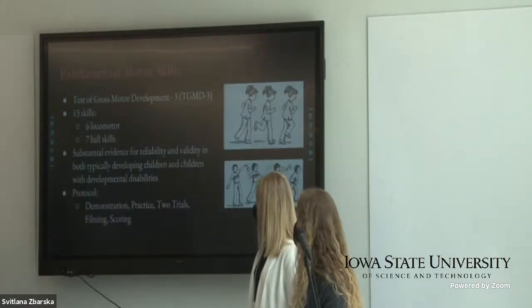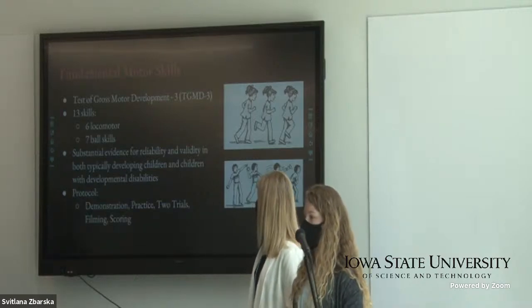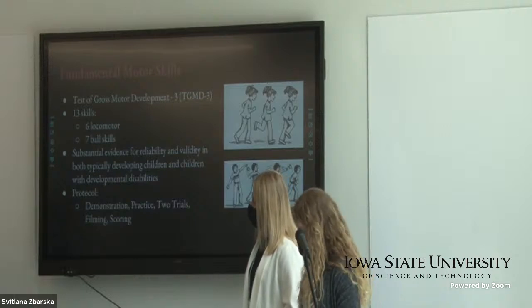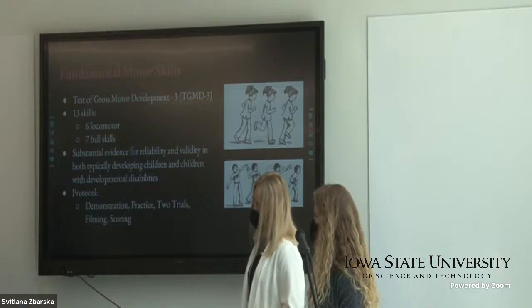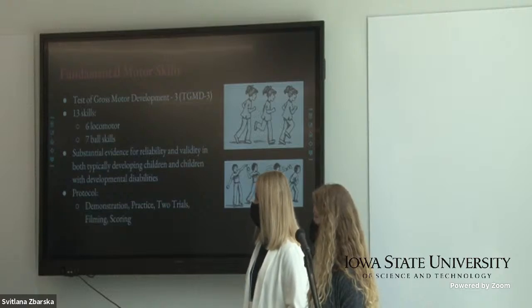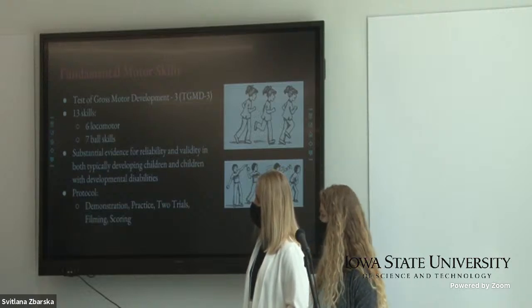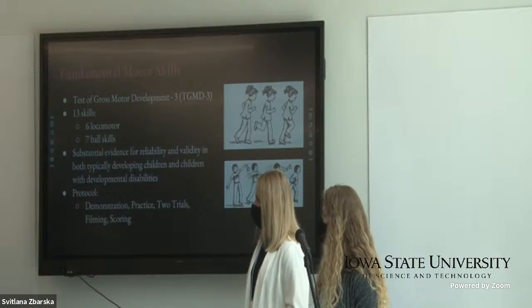Okay, so we measured fundamental motor skills with the TGMD-3 test for gross motor development. It consists of 13 skills, 6 locomotor, which are like skipping and running, and then 7 ball skills like throwing and kicking. Similar to the balance protocol, we demonstrate the skill, they have a practice round, and then they have 2 real trials which are filmed, and then they're scored from the film based on the criteria for each skill.